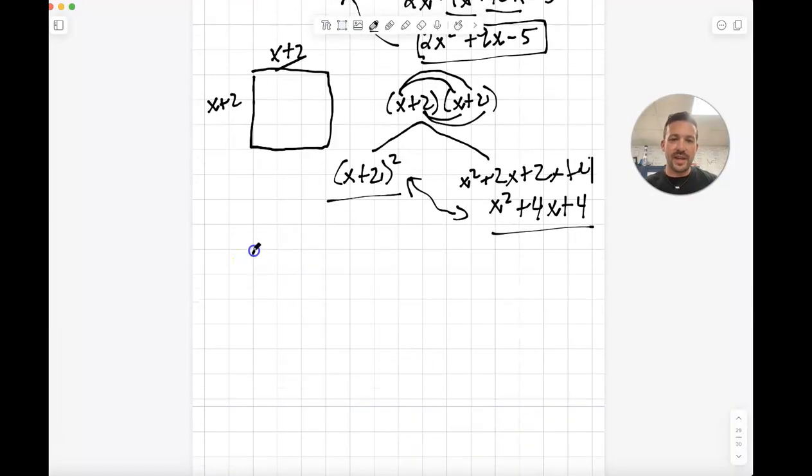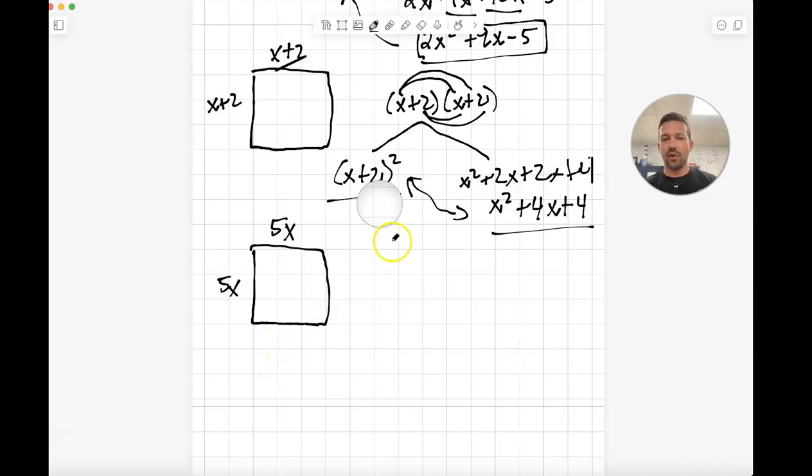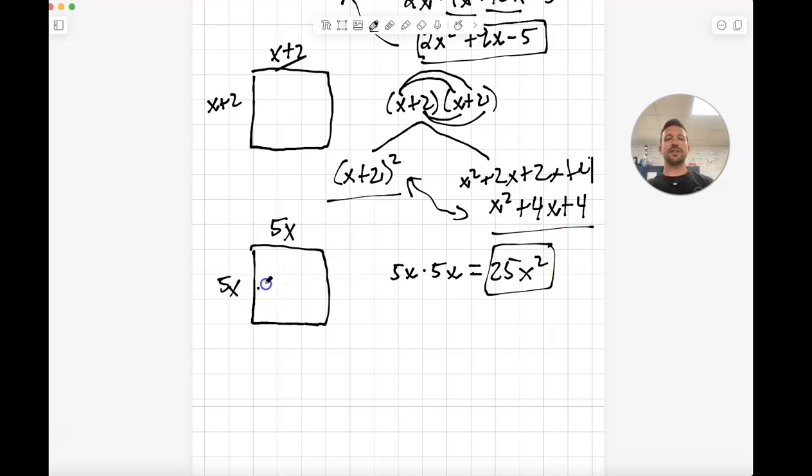Okay, let's say they give you a rectangle in terms of just x. Let's say the side lengths are 5x, so it's 5x and 5x, right? Well, if you want to do length times width, that would be 5x times 5x. And what does that come out to? 5 times 5 is 25. x times x is x squared. So the area of this thing would be 25x squared, right?